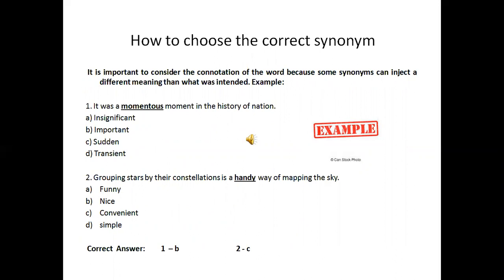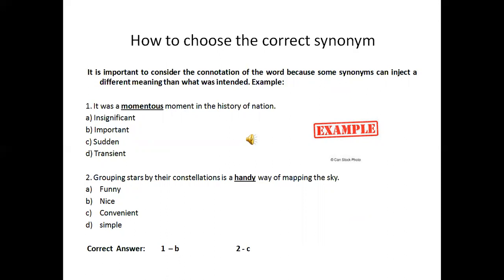It was a momentous moment in the history of the nation. We are given four options and we have to choose the most appropriate one. So if we are considering history and if it is a momentous moment, then we have to first look at the four options given, and then choose the most appropriate option that fits the word that is used in the above sentence. So the correct answer is important.